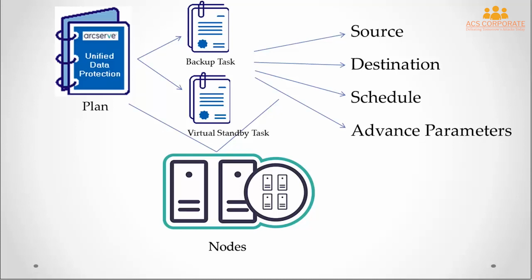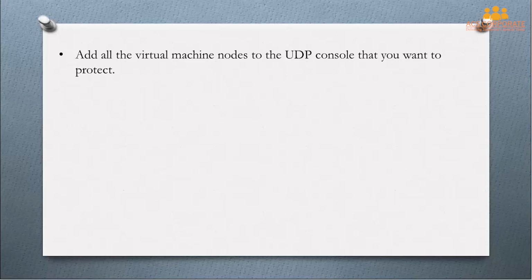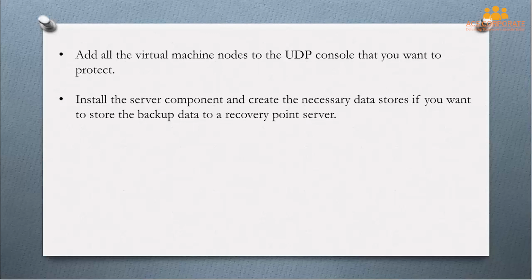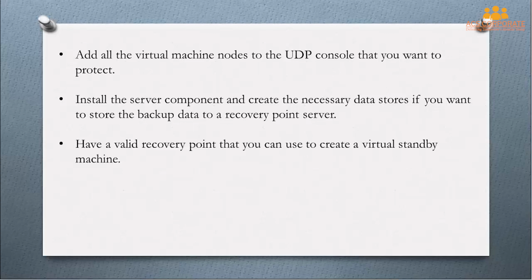the ArcServe UDP console. Make sure you add all the virtual machine nodes to the UDP console that you want to protect. Make sure that you install the server component and create the necessary data stores if you want to store the backup data to recovery point server. Make sure that you have a valid recovery point that you can use to create a virtual standby machine from.